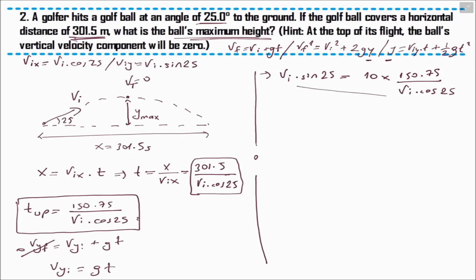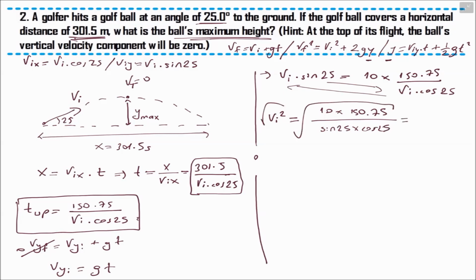And I will set the v initial here, sine here. So v initial times v initial, squared, it will be, and it will be 10 times 150.75 over sine 25 times cosine 25. So if you take the root of both sides, v initial will be 62.7 meter per second. Now I can calculate the y from the third or second formula.